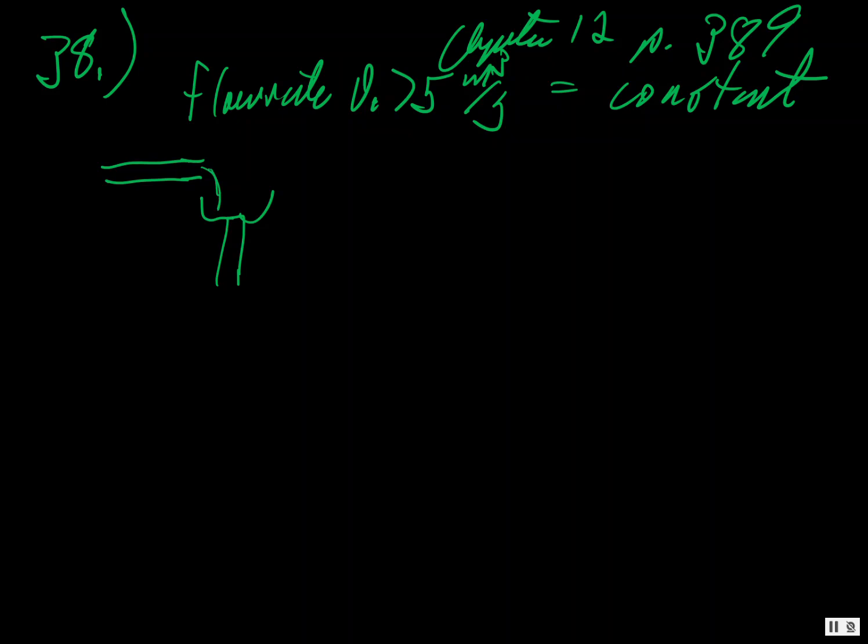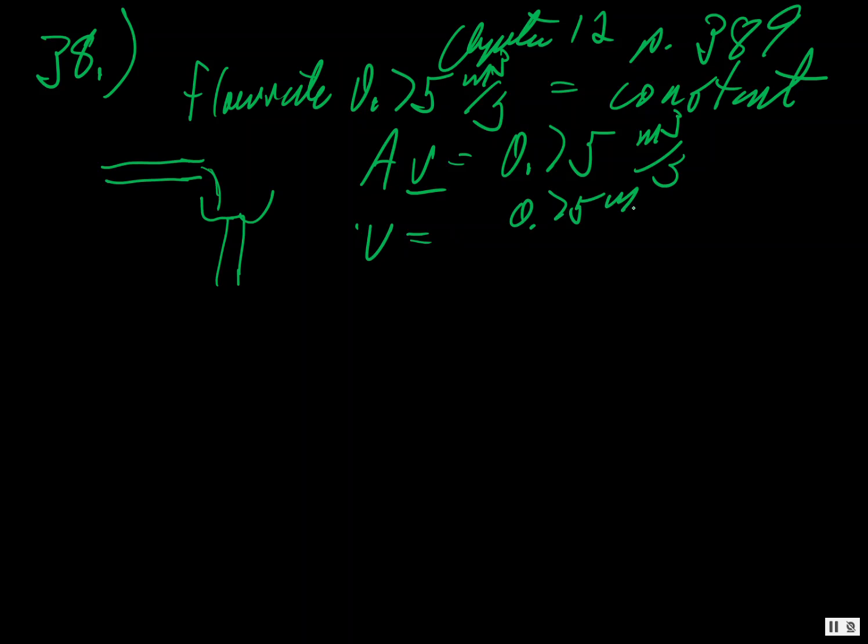Okay, so it tells us what the flow rate is, and the flow rate, as I said a minute ago, if you take the cross-sectional area times the velocity, then that's going to be equal to your constant flow rate, isn't it? Meters cubed per second. So if I want to find the velocity, all I've got to do is say the velocity is equal to 0.75 meters cubed per second divided by the area.